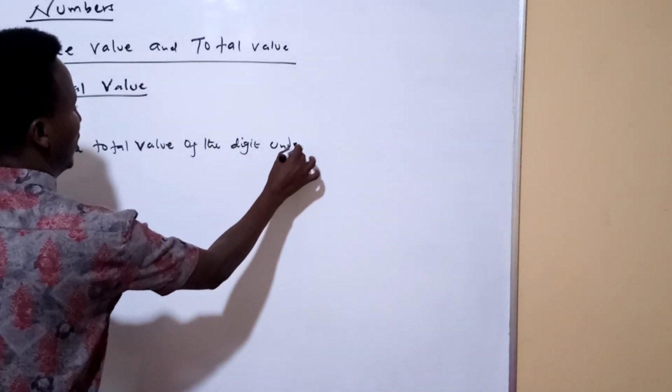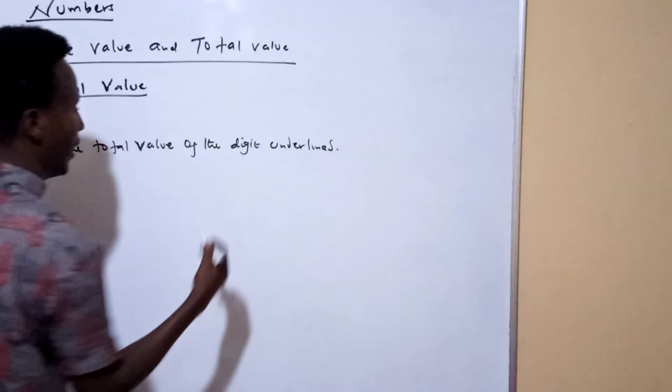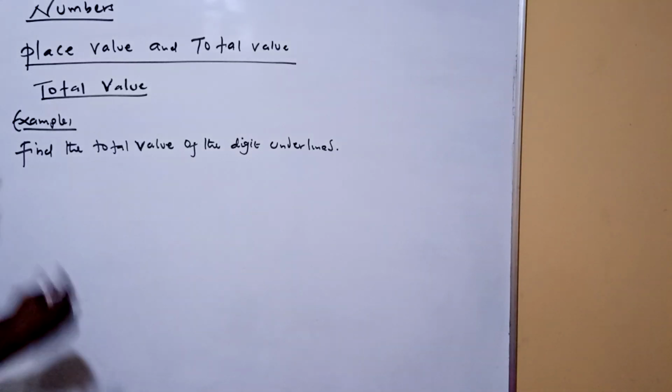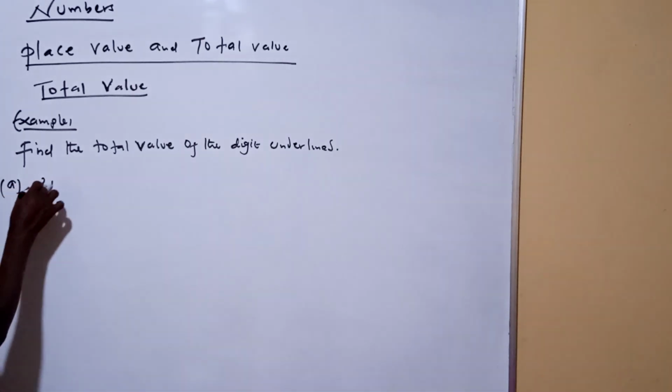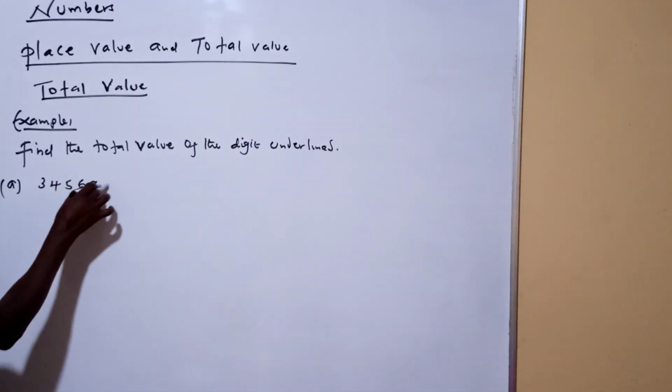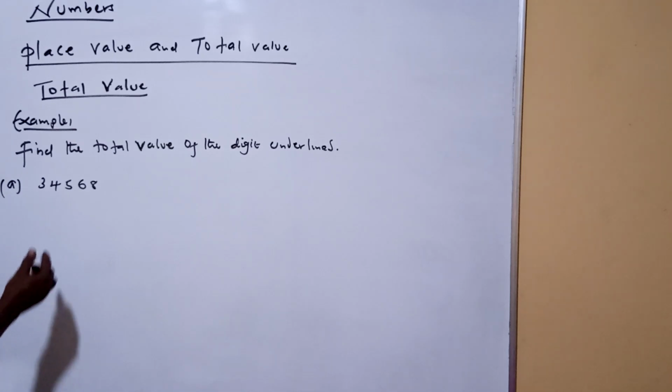And the underline means the number is marked. And the underline means the number is marked. So let me take A as 34,568. Let's take this one. So let's underline now 5.